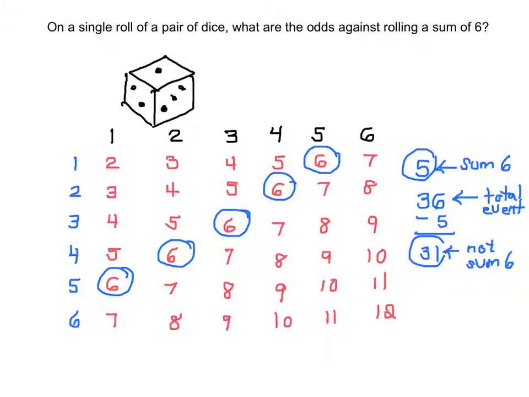So the odds against rolling a sum of 6 is 31 to 5, the odds against. Because there are 31 ways it could come up and not be a sum of 6, and there are 5 ways that it would come up and give us a sum of 6. So this is the answer to this MyMathLab question.